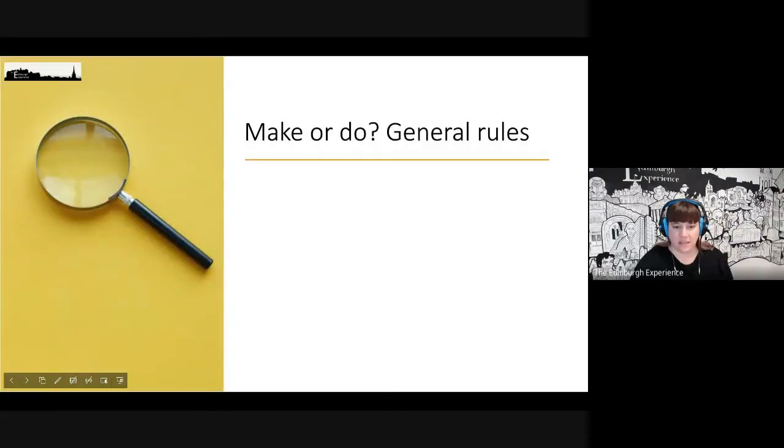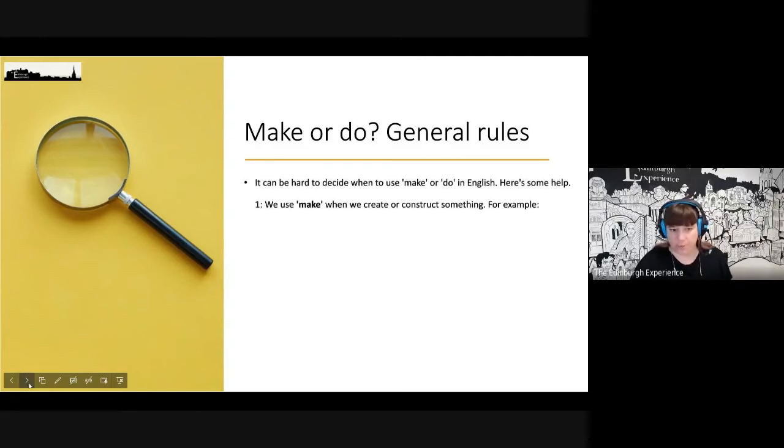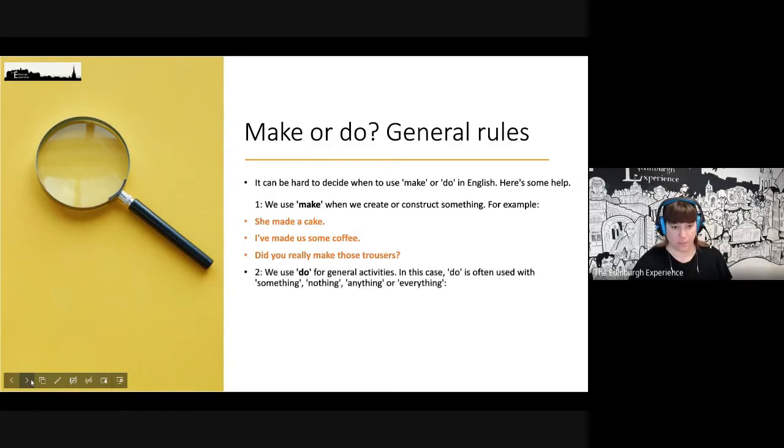So starting first of all, guys, with some general rules, right? If you're not sure which to use, use these to help guide you. When we are creating or constructing something, we usually use the word make, right? For example, I would make a cake, or make some coffee, or make some trousers, okay? So at the end of a process, I have a physical thing that I have created.